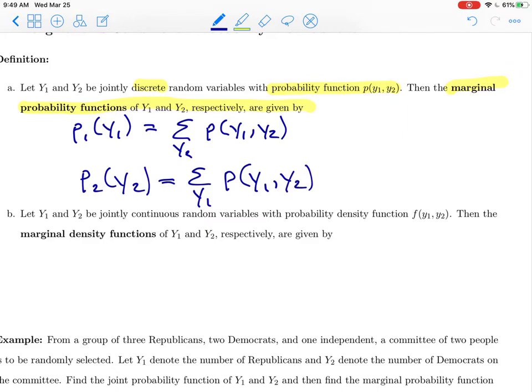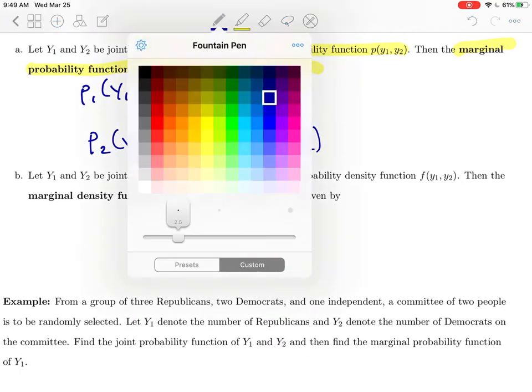So what these marginal probability functions tell us is the probability that big Y1 takes on the value of little y1 without regard to the value of y2. It's adding up all of the values of y2 and just asking, what's the probability that our value of Y1 is equal to little y1? And a similar thing is going to happen with our density functions.